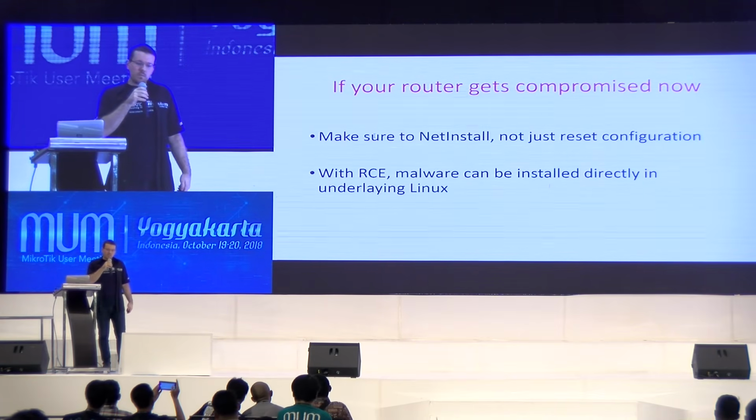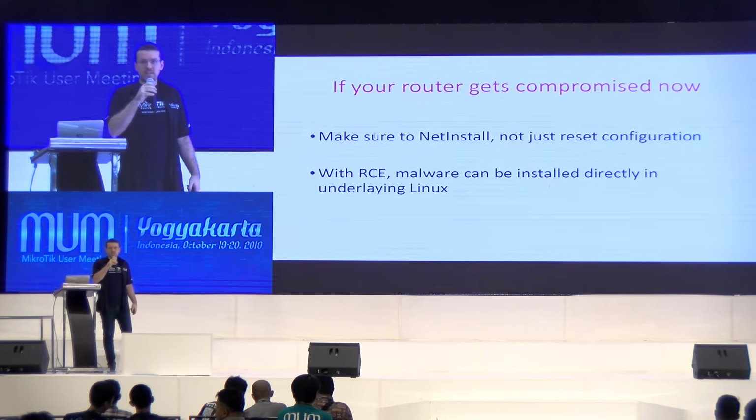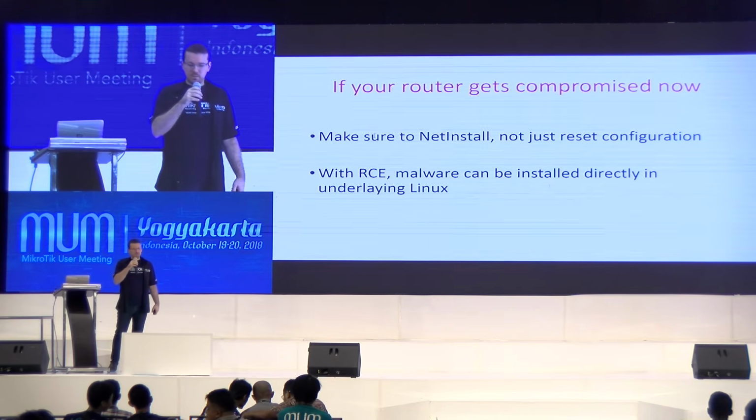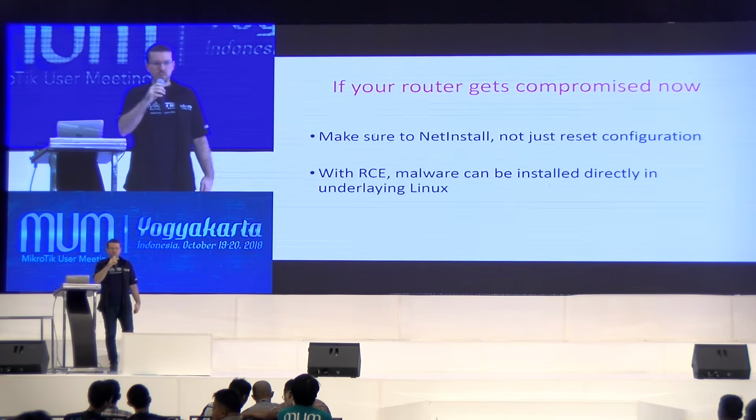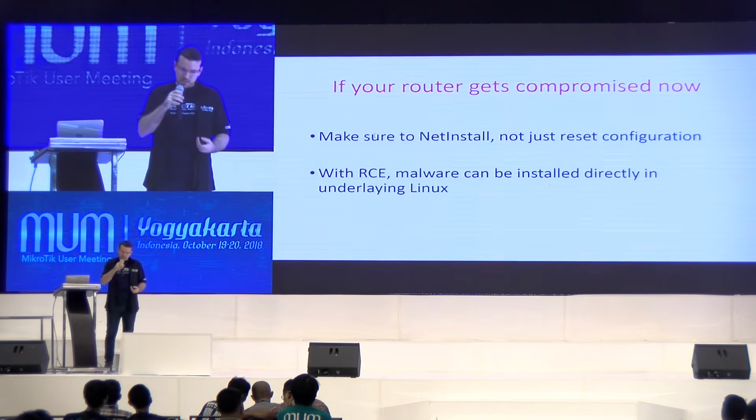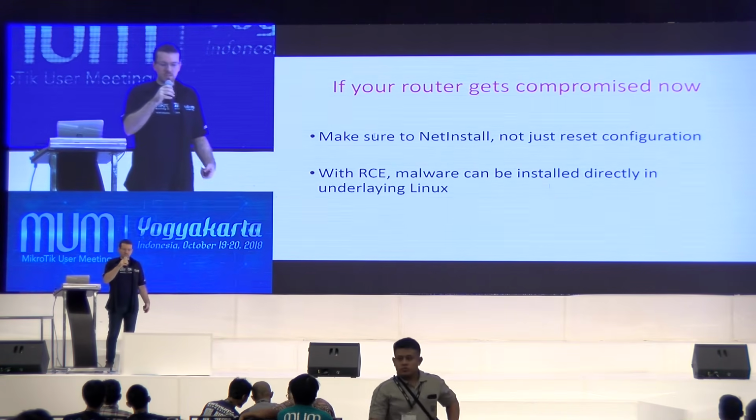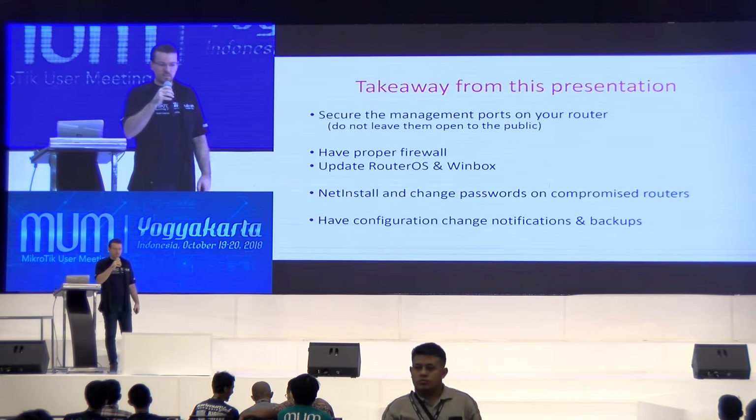So if your router gets compromised now, the only way to make sure it's secured is to net install. Reset configuration won't help, upgrade won't help. You have to net install when you get compromised. Because as we mentioned, with the remote code execution vulnerability, malware can be installed directly in the underlying Linux system.